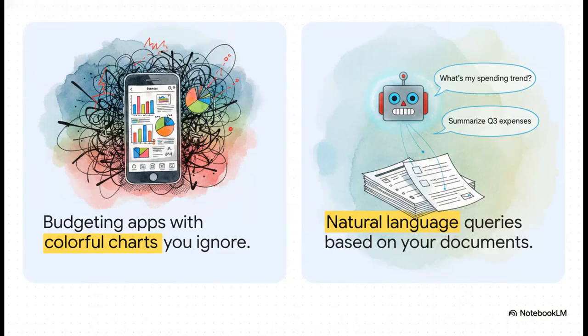Okay, let's dive into this. Standard budgeting apps usually give you these colorful pie charts and arbitrary spending limits that, let's be honest, most of us just end up ignoring anyway. But NotebookLM offers a fundamentally different approach. Instead of rigid categories, it actually lets you use natural language queries. Basically, you just talk to it. And the best part? Its answers are strictly grounded in your actual documents. It's not pulling random financial advice from the web. It is looking exclusively at the data you feed it.